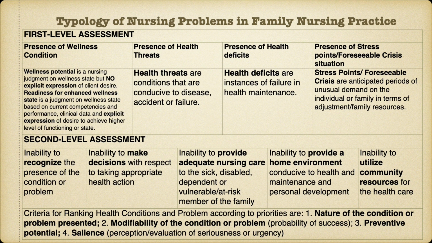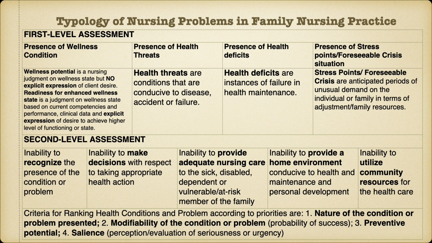So to sum it up, our typology of nursing problems in the family nursing practice comprises the first and second level assessment. For the first level assessment, we have the presence of wellness condition, presence of health threat, presence of health deficit, and presence of stress points or foreseeable crisis or situation. But when it comes to computation of the problem, the presence of wellness is not included in the criteria.